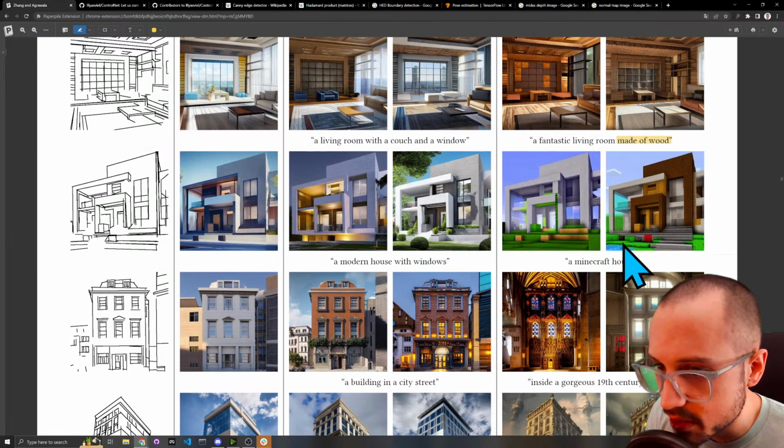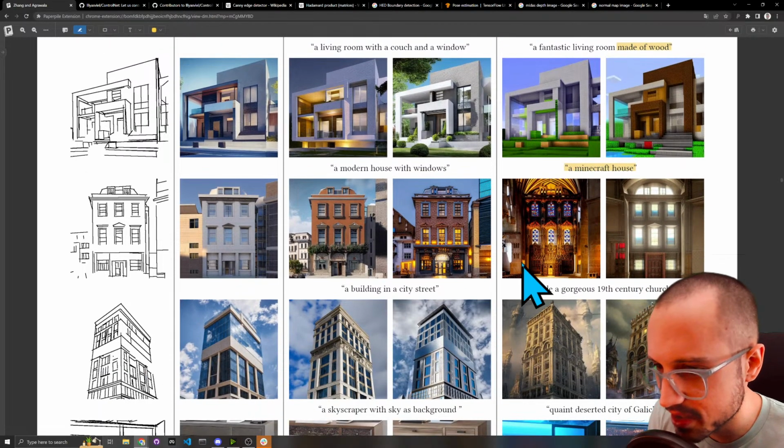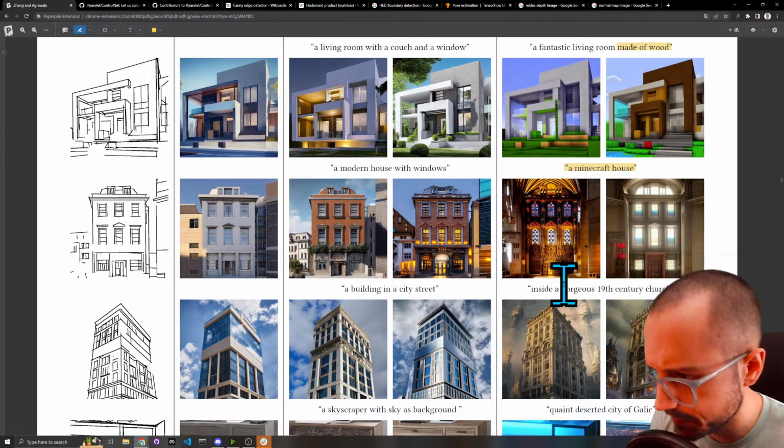Modern house with windows, Minecraft house. That's pretty cool. Look at this. This applies Minecraft. Stable Diffusion is trained on Minecraft. I guess that makes sense since Minecraft would be a good source of data.